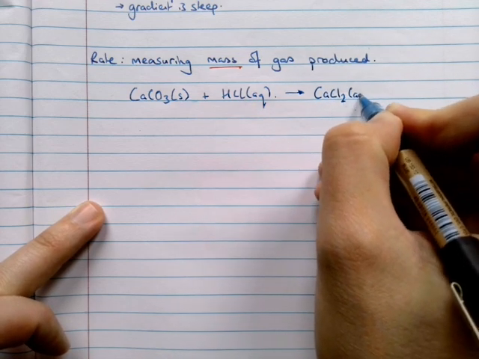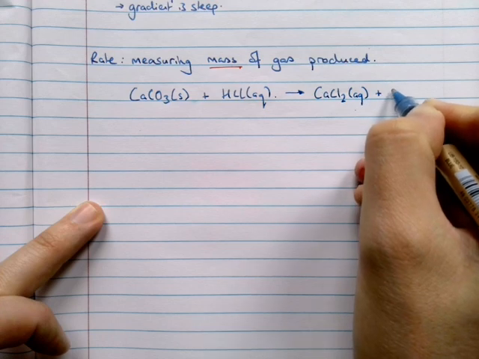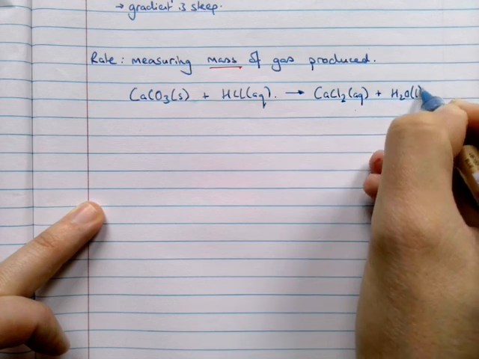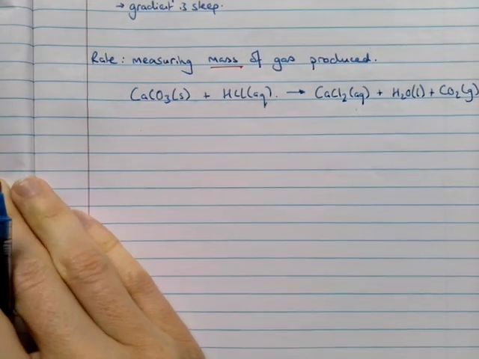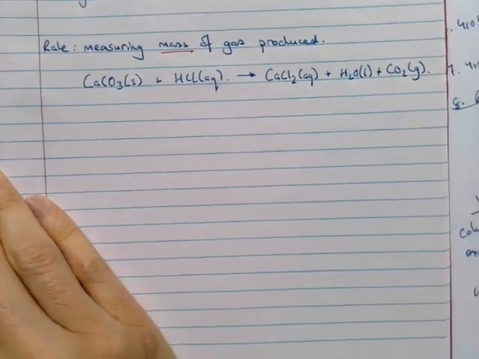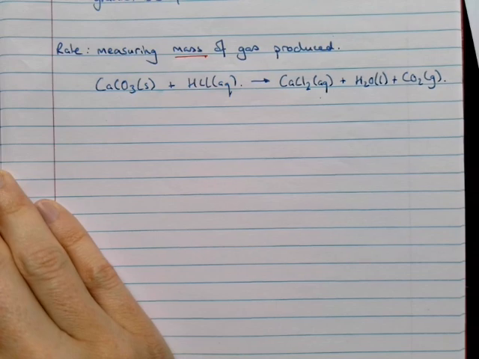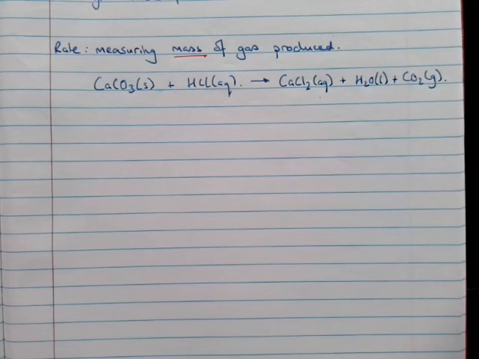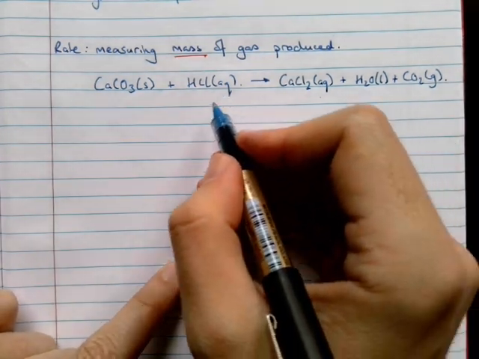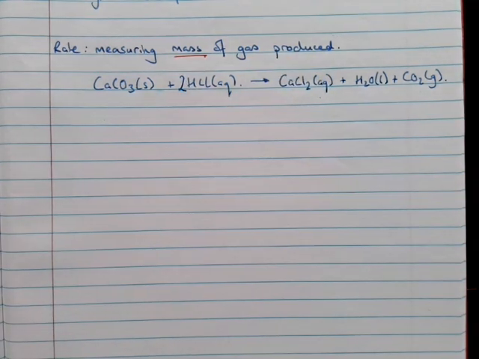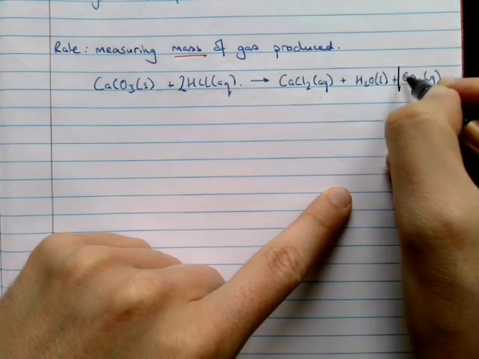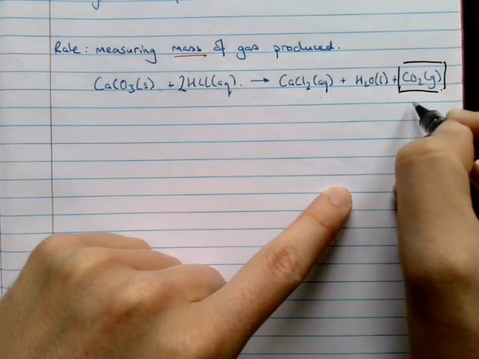CaCl2 plus water plus carbon dioxide. Is the reaction balanced? Let's have a look. Not quite, so I need to have a 2 there, and that's balanced. Now, we're going to measure this.